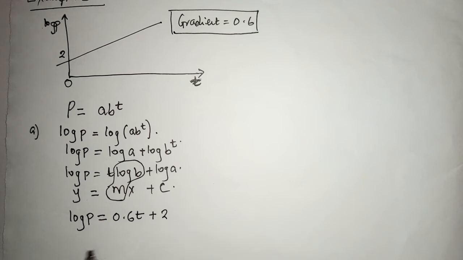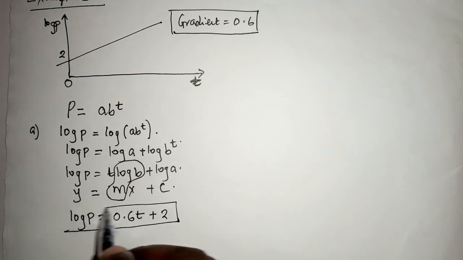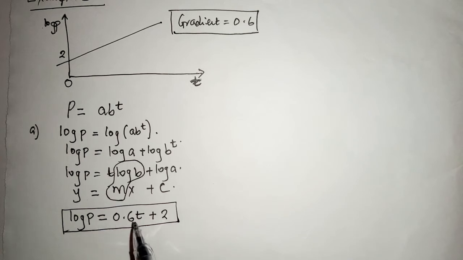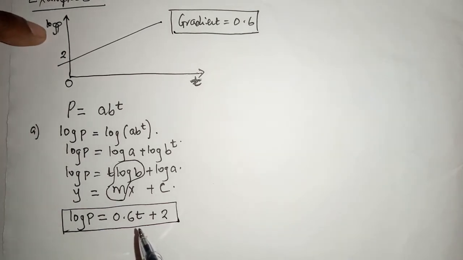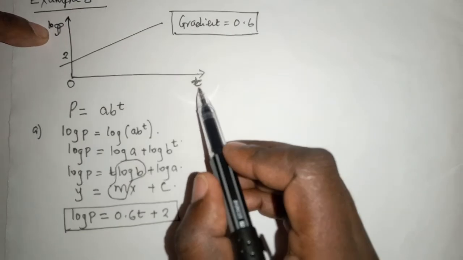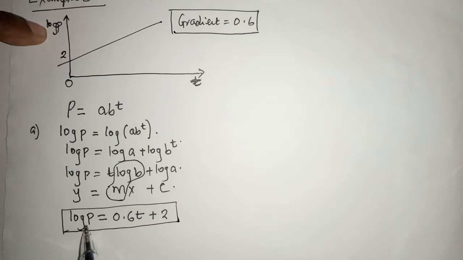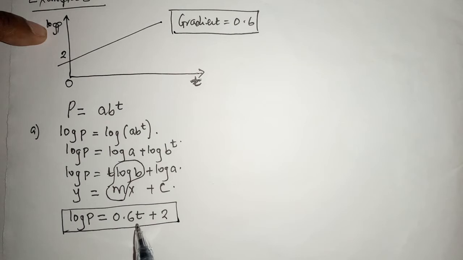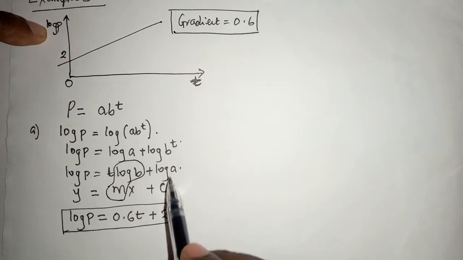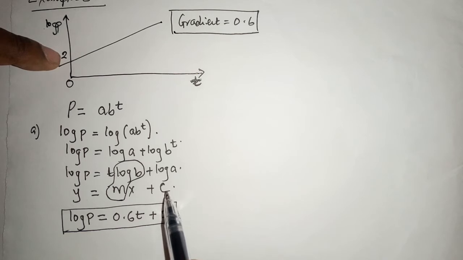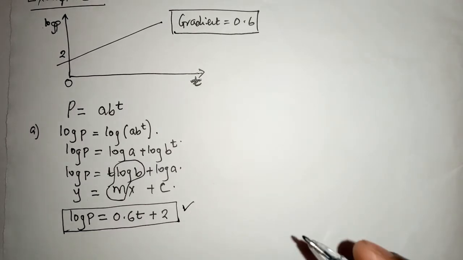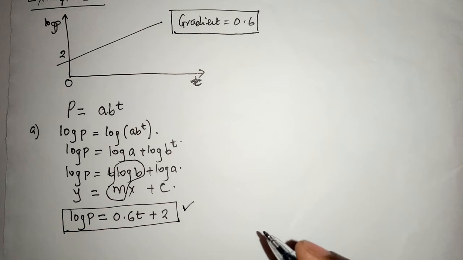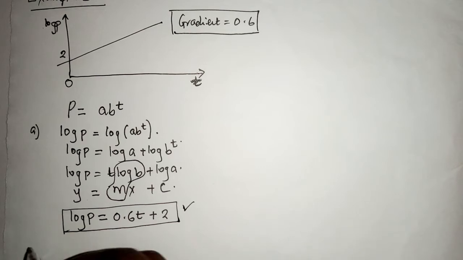Then at that point, we have given the equation, or rather the relationship of p and t as far as this graph is concerned. You can see along the y-axis we have log p. We can see along the x-axis we have t. We have log p along the y-axis, which is represented by y. We have the gradient 0.6, which is represented by the log of b. We have t on the x-axis, which is normally x. And we have log of a as the y-intercept, which is always the c. And in this particular arrangement, our c is 2. So yes, that is the equation of the line.